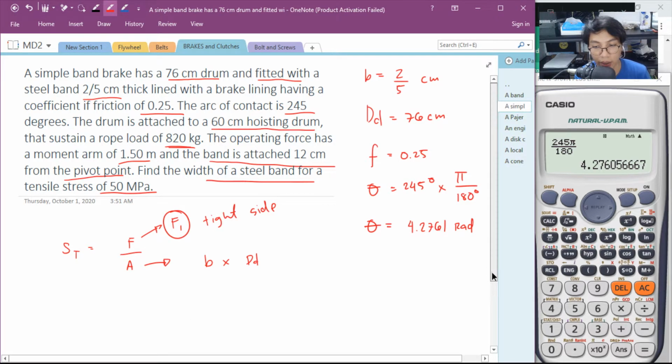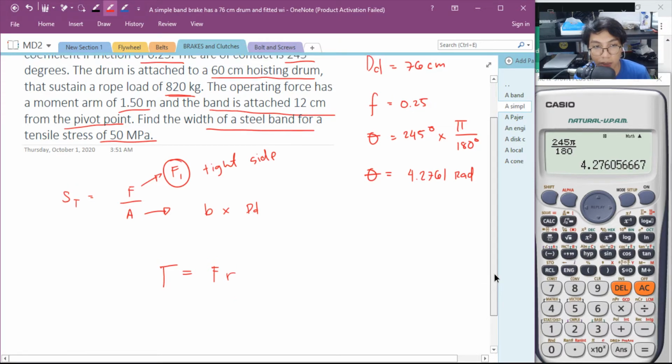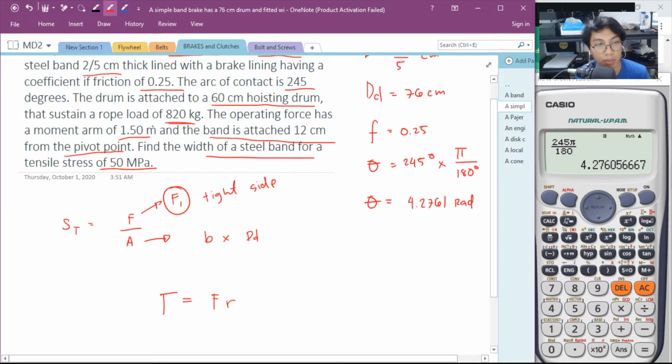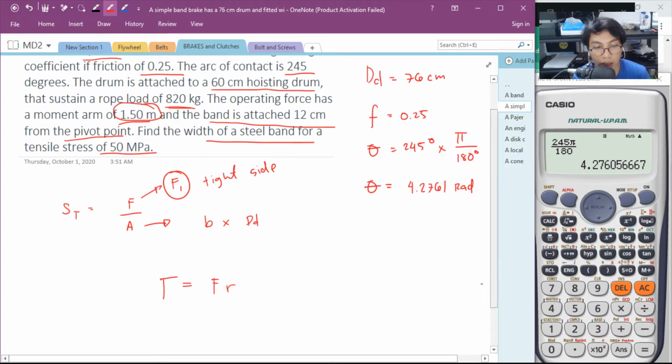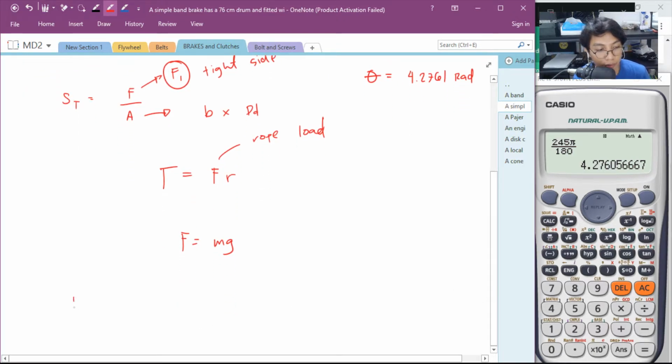So, the torque there is equal to force multiplied by the radial arm. Ano ba yung radial arm, or the brake arm? Asan yung brake arm dyan? Moment arm mo yan, 150. Okay, kaya lang, asan yung force mo dyan? Sustain a rope load. May load ka. Ibig sabihin, this is the rope load. Ang binigay siya dyan is mass. Di ba ang force is equal to mass times gravity? Therefore, the torque there is mass multiplied by gravity multiplied by radial arm.